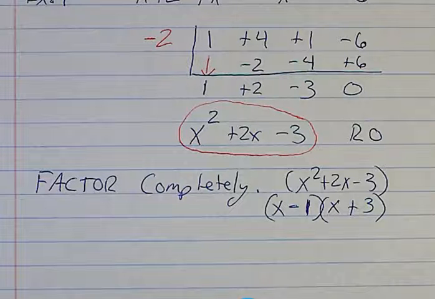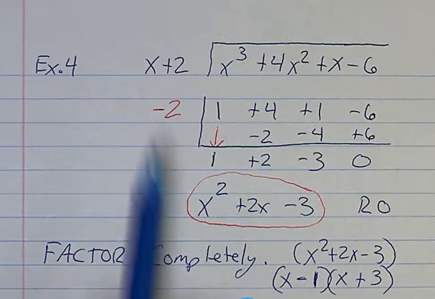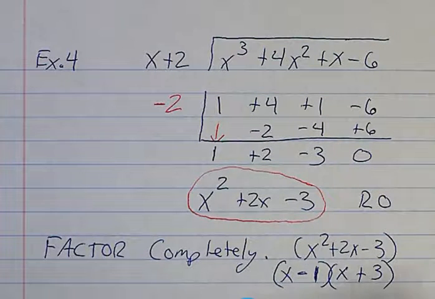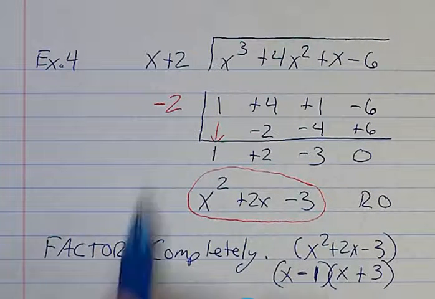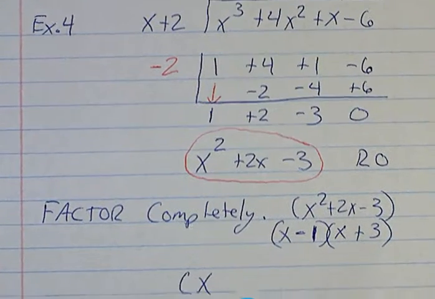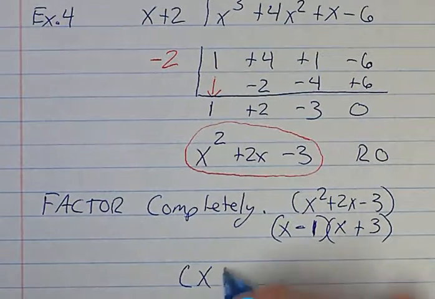So now the final answer is that because way back in the beginning, we did have this x plus 2 that made this remainder be 0. So the final answer, if they ask you to factor completely, is you're going to use this answer we divided by up here, this x plus 2, and we're going to put that with the rest of what's factored out down here.